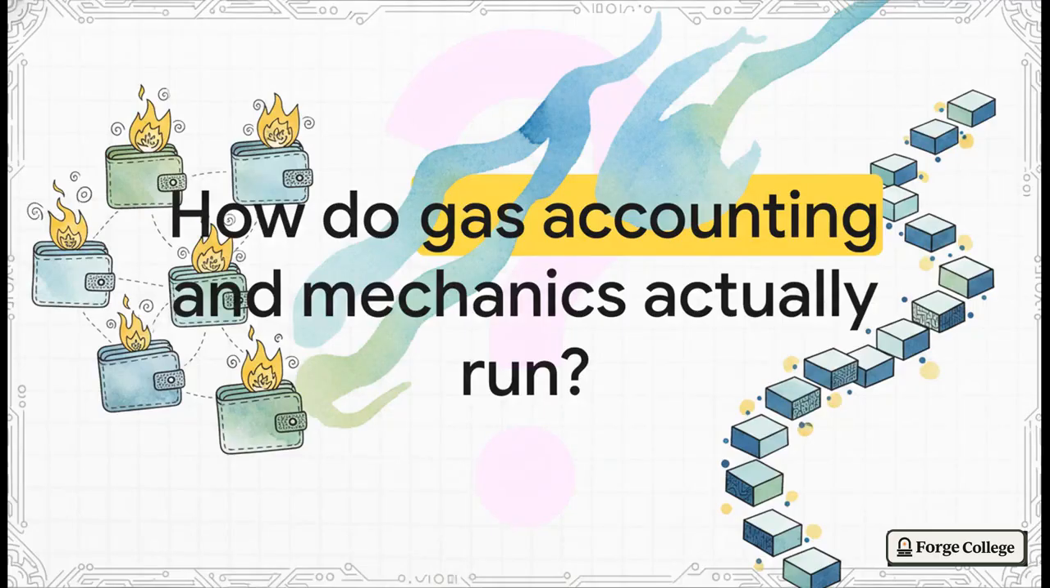But that actually brings up a fascinating question. If the EntryPoint handles all this execution across so many different wallets simultaneously, how do the low-level gas accounting and validation mechanics actually run securely under the hood without breaking the network? Well, that perfectly sets the stage for your next lesson on the detailed ERC-4337 mechanics.